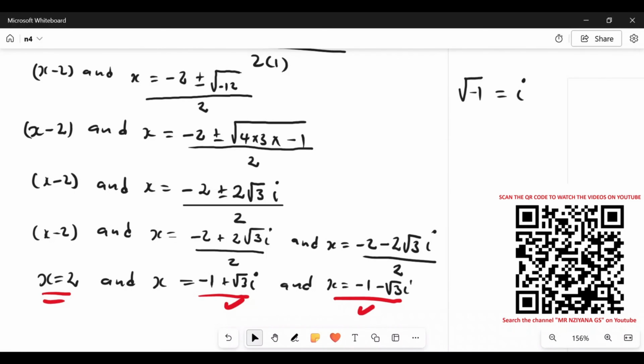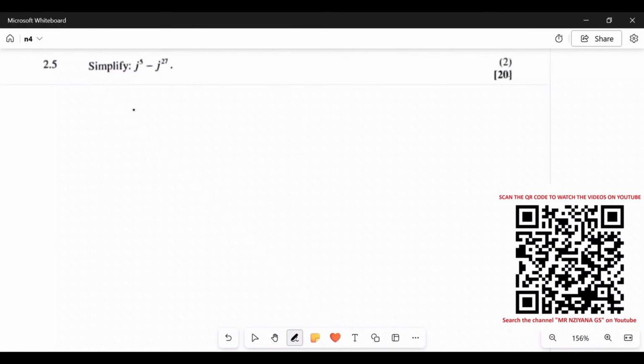We are done with 2.4. Let's go into 2.5. All right, guys, let's look at 2.5. So this is a simplification question. What we have here is imaginary numbers that have exponents. Now we need to simplify these two imaginary numbers, right?